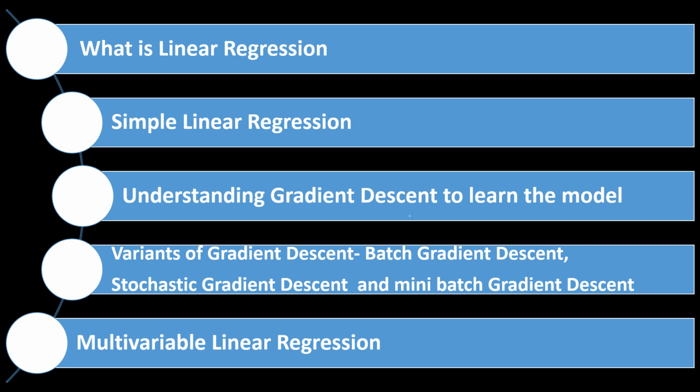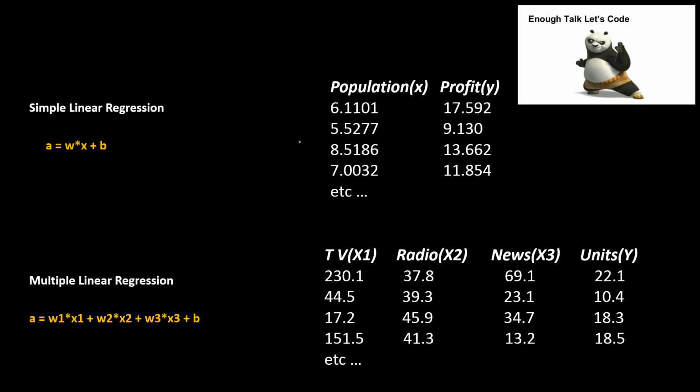Okay, and yeah, so these were the two examples we considered. For simple linear regression, we had the profit of a food truck based on the population of the city. It was a single input problem. And then we looked into multiple linear regression where we have three inputs and one output, which is the amount of units sold based on the advertisement of different company on TV, radio, and news.